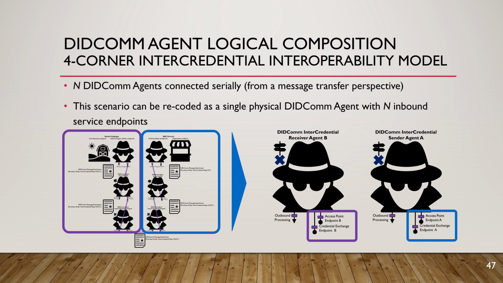inbound service endpoints each. So we can see that the three agents on the right side in the blue box of ABC Grocery can be collapsed into the rightmost agent on this slide, and similarly the three DIDComm agents that are part of David's Cabbages, they can be collapsed into a single agent with multiple endpoints. So we have the access endpoint for both, and we have the credential exchange endpoint for both.